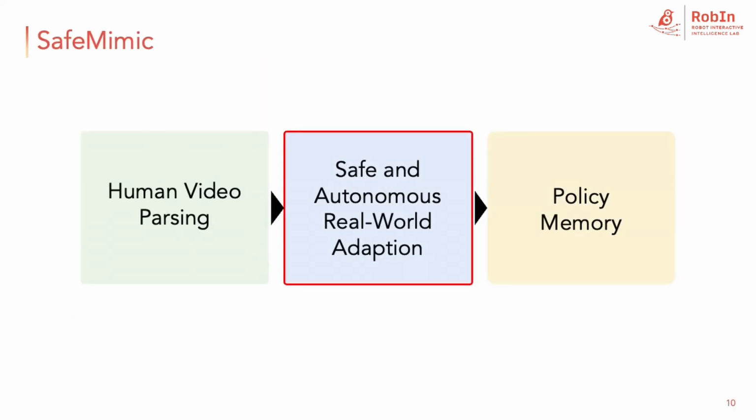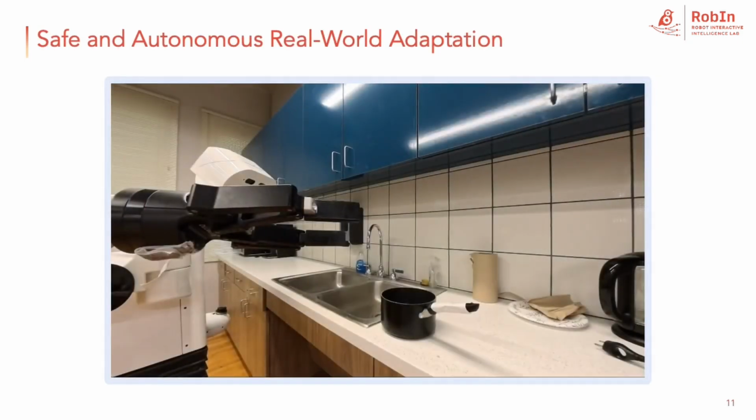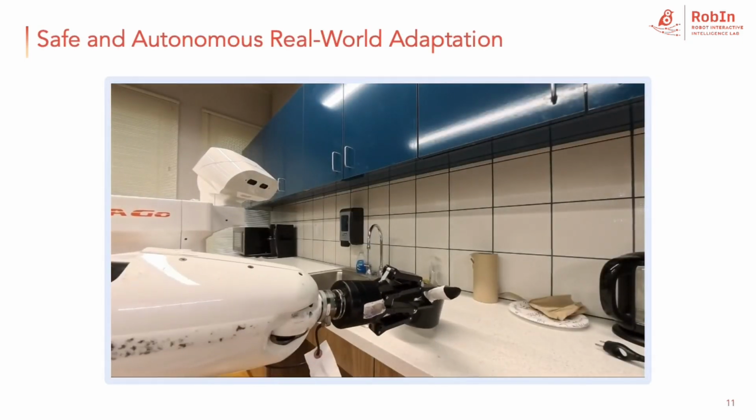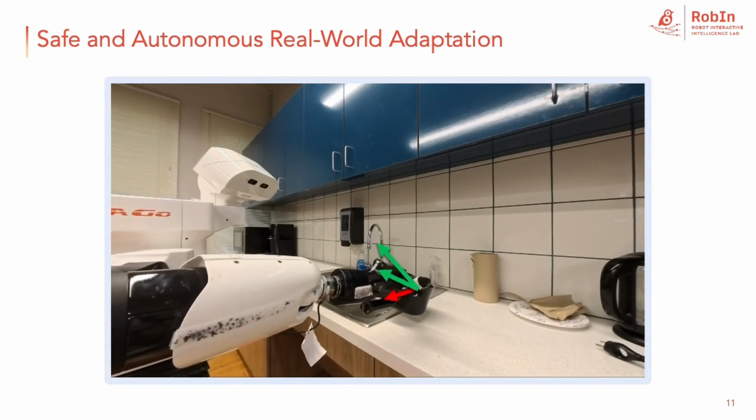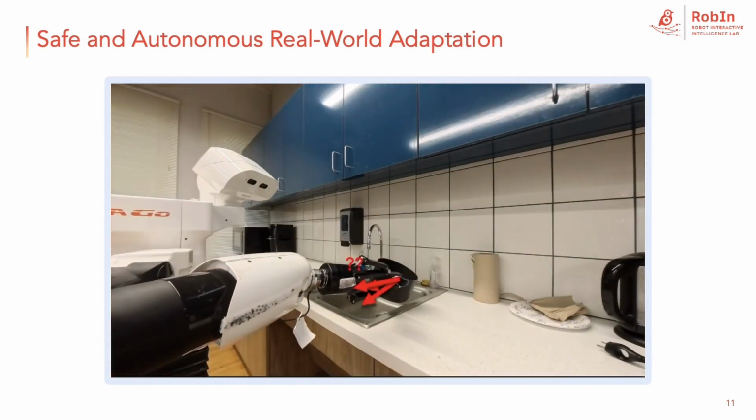Direct execution of the extracted low-level motions often fails, so SafeMimic refines and adapts each segment in the real world. SafeMimic samples new actions close to the extracted human motion and checks if it is safe to execute it using our trained safety queue functions. Only a safe action shown in green is attempted.